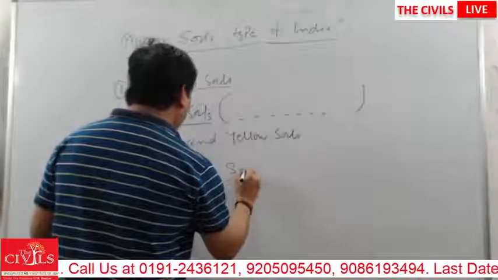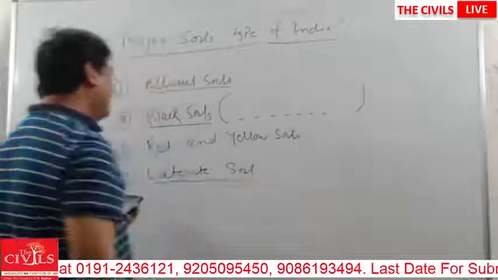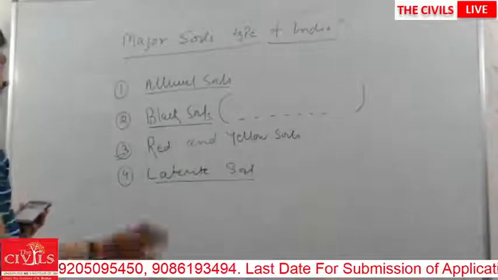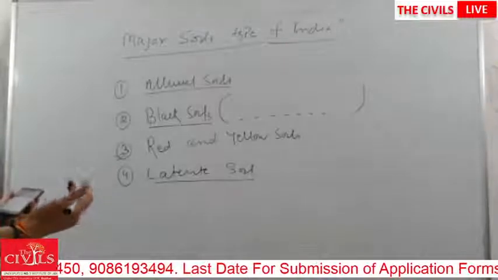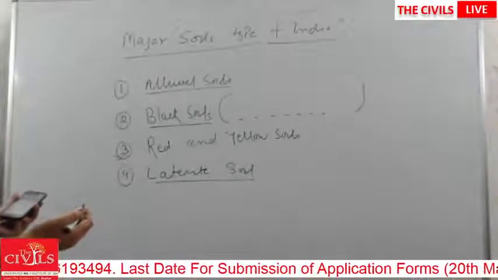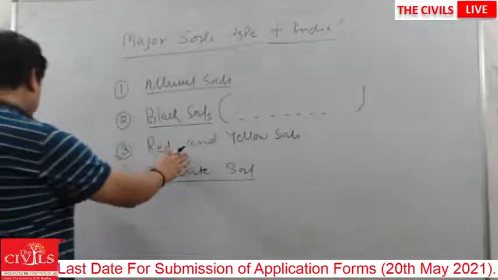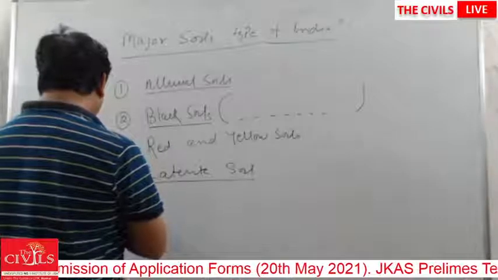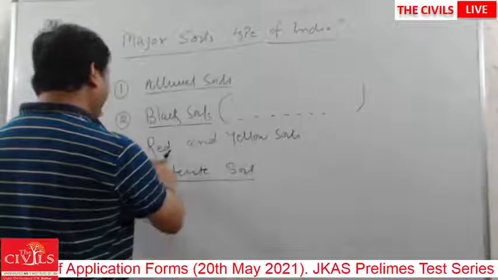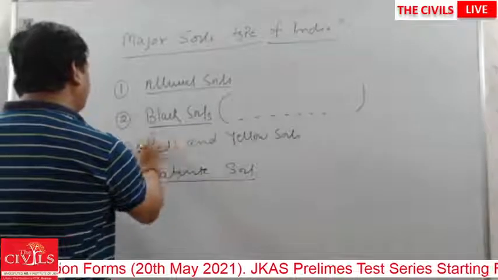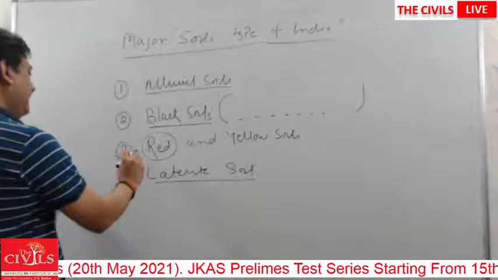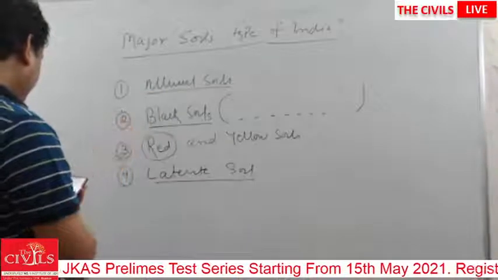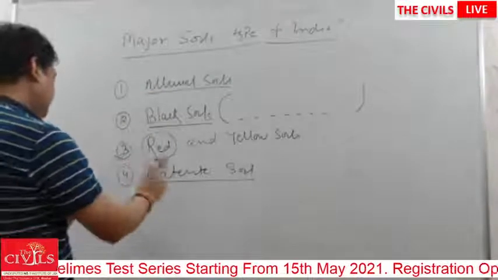Now tell me, laterite soil is the soil of which category? Zonal, azonal, laterite soil. Red and yellow soil is azonal soil. Red soil is an example of which soil? Zonal, azonal or intrazonal? Very good, Anjali. Zonal. Laterite soil is also zonal.